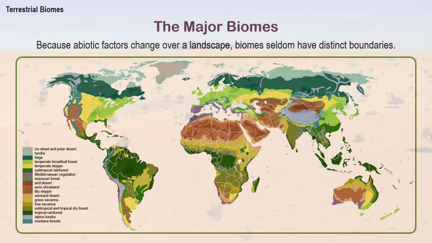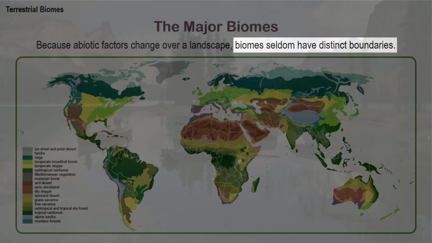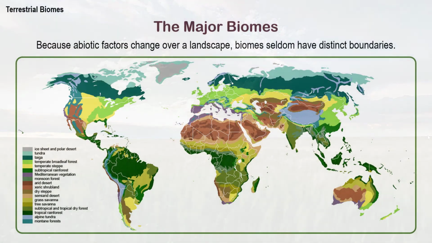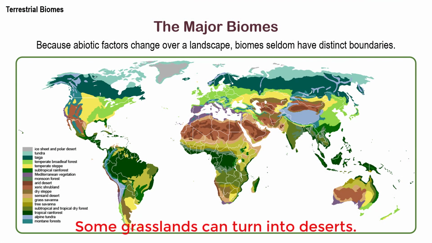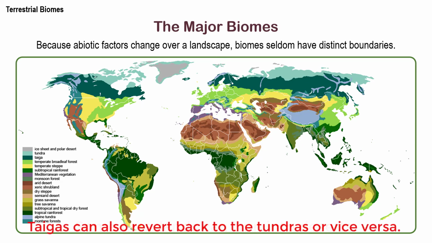Also, the boundaries between each biome are not fixed, as the climate and the organisms living in them are also changing, or dynamic. Some grasslands, for example, can turn into deserts. Or your taigas can revert back to the tundras, or vice versa, due to climate change.